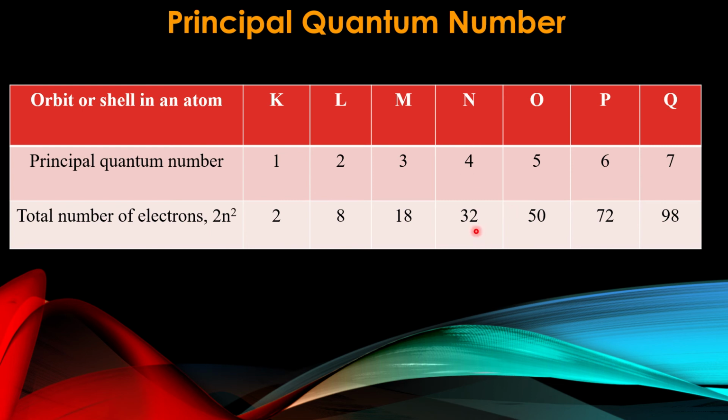O shell, it is fifth shell, so principal quantum number is 5 and maximum electron holding capacity is 50. P shell, it is sixth shell and principal quantum number 6, maximum electron holding capacity 72. Q shell, the principal quantum number 7 and maximum electron holding capacity is 98.